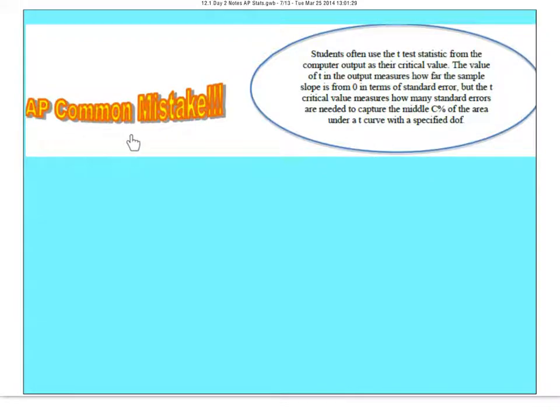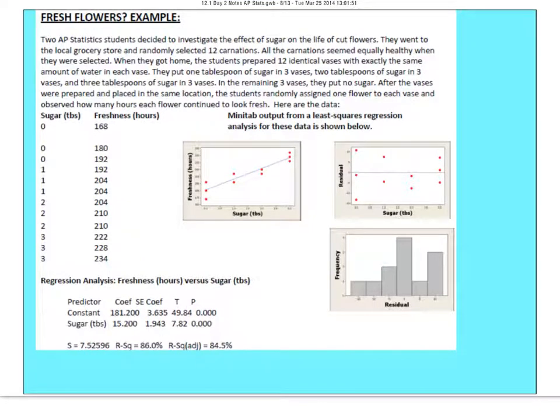Again, make note of the one thing I already talked about. The AP board recommends that when you're looking at the computer output related to slope, the test statistic that is listed should not be used for that. So the t values, please do not use those. We need a computer-generated interval, like we just did, for the confidence interval. Look at another example from start to finish.